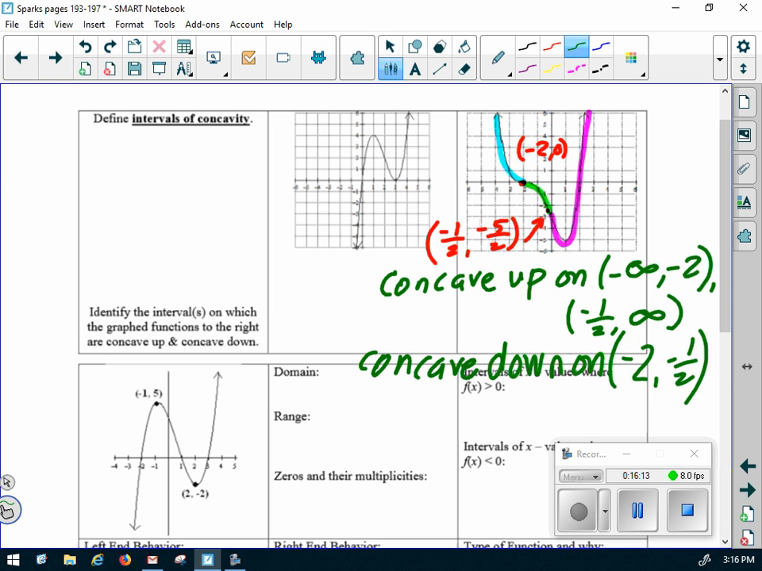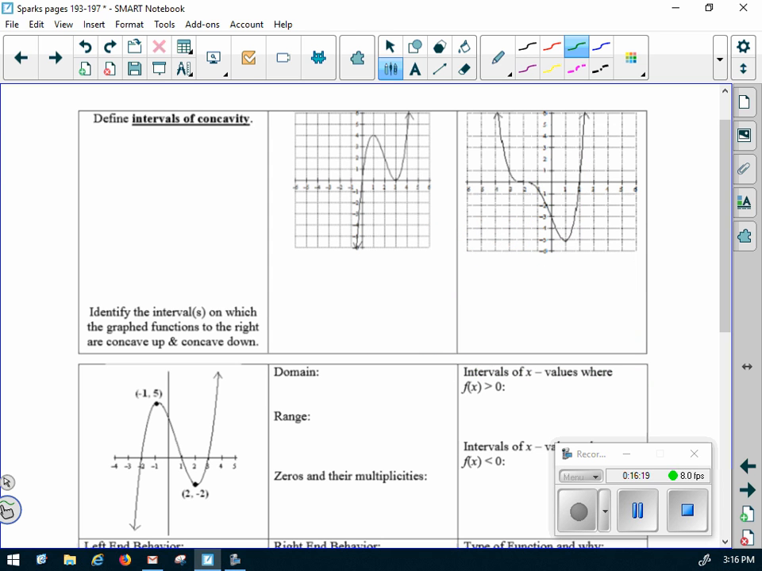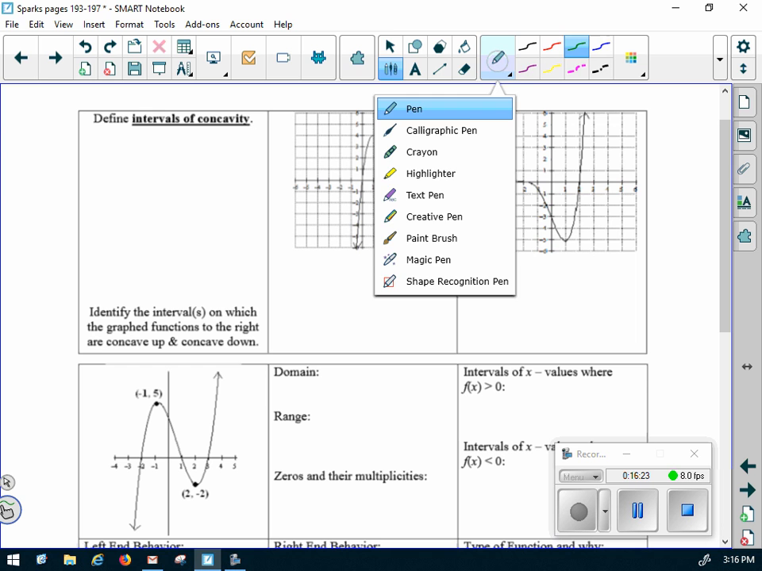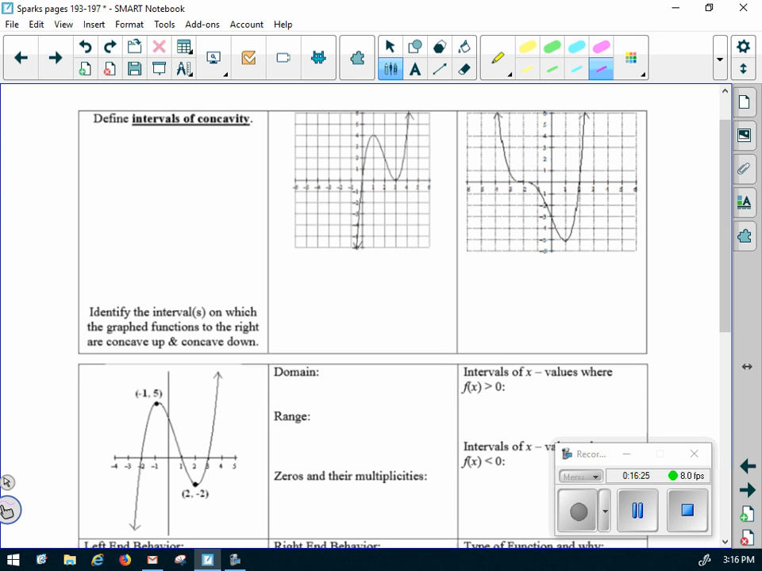Let's look at this one. I want you to find the points of inflection. But first, let's decide how many of them there are. Use your highlighters and outline the change from concave up to concave down. Do your highlighting.